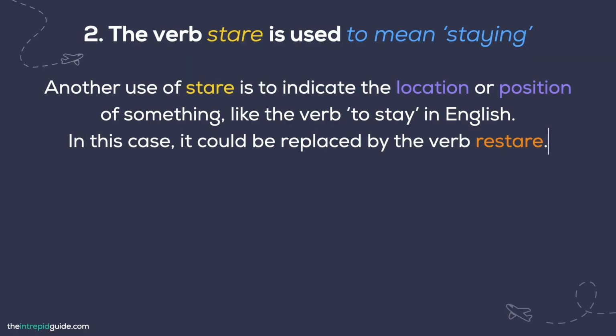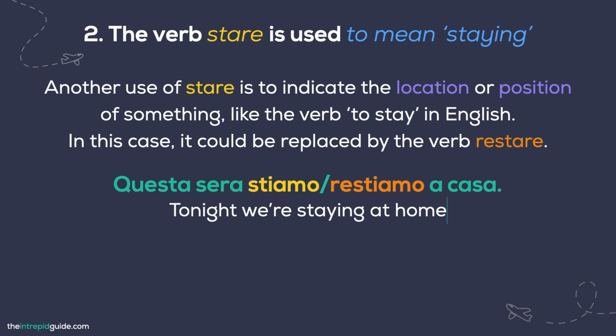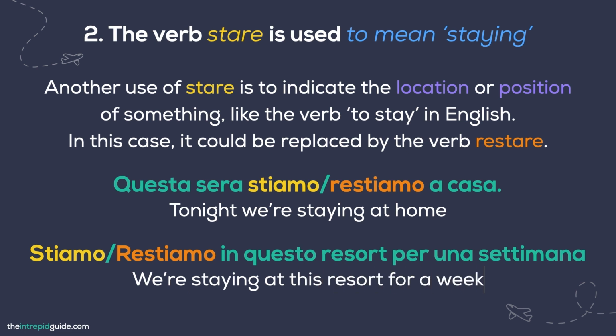Another use of stare is to indicate the location or position of something, like the verb to stay in English. In this case, it could be replaced by the verb restare. For example, Questa sera restiamo a casa. Tonight we're staying at home. Restiamo in questo resort per una settimana. We're staying at this resort for a week.